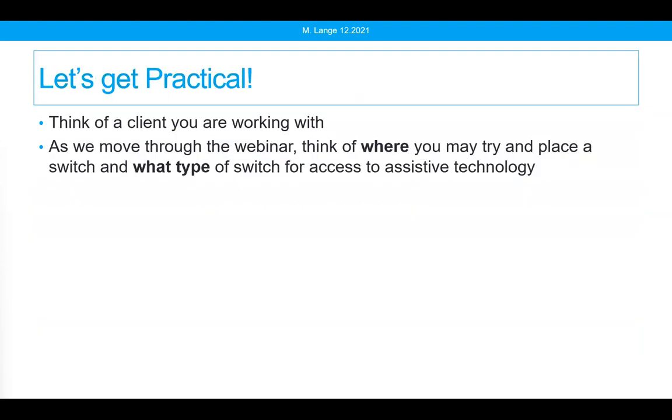Now, I really do want this to be helpful to you and to the clients that you're working with. So think about a client you're working with. And then as we move through this, think about where you might try to put a switch and what type of switch to try. And then after this course, when you see them, give it a try. See if it works. Feel free to email me. Let me know how it went.